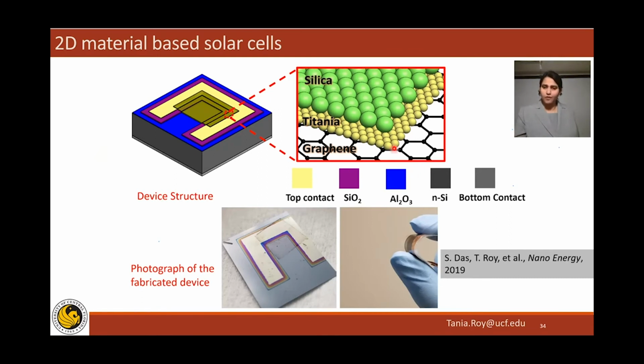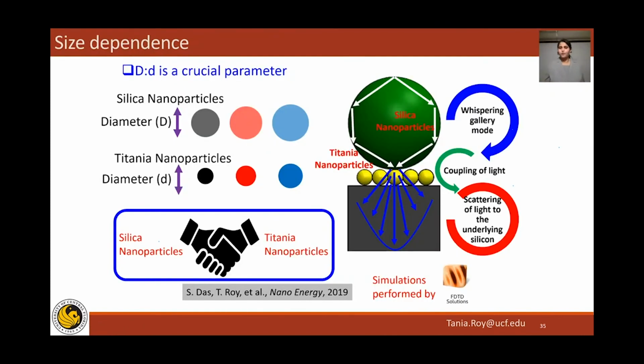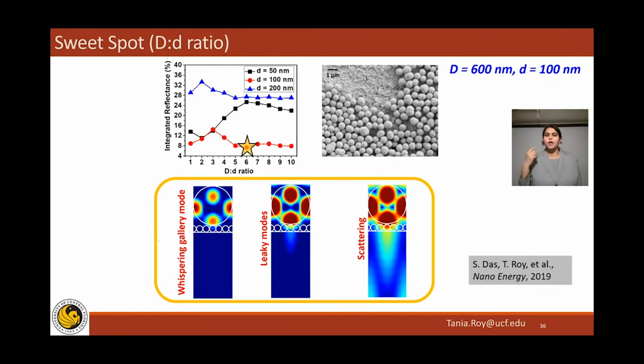So here we have spin coated the titania and silica nanoparticles. We use the smaller nanoparticles made of titanium oxide, and the larger nanoparticles are made of silica, because of the refractive indices of the two. Then we realized with simulations that the ratio of the diameters of the silica and the titanium nanoparticles is extremely crucial for light trapping. So we performed simulations and found that the optimized dimension is 6:1. So the dimension of the larger nanoparticles should be 6 times higher than the dimension of the smaller nanoparticles. And then 600 nanometers is the diameter of the larger one.